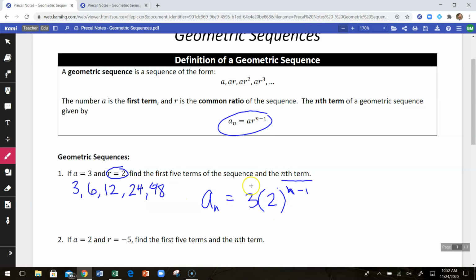I will caution you here, make sure you don't multiply these together before you do the exponent. If you're using the formula, make sure you do 2 to the exponent and then multiply by 3.